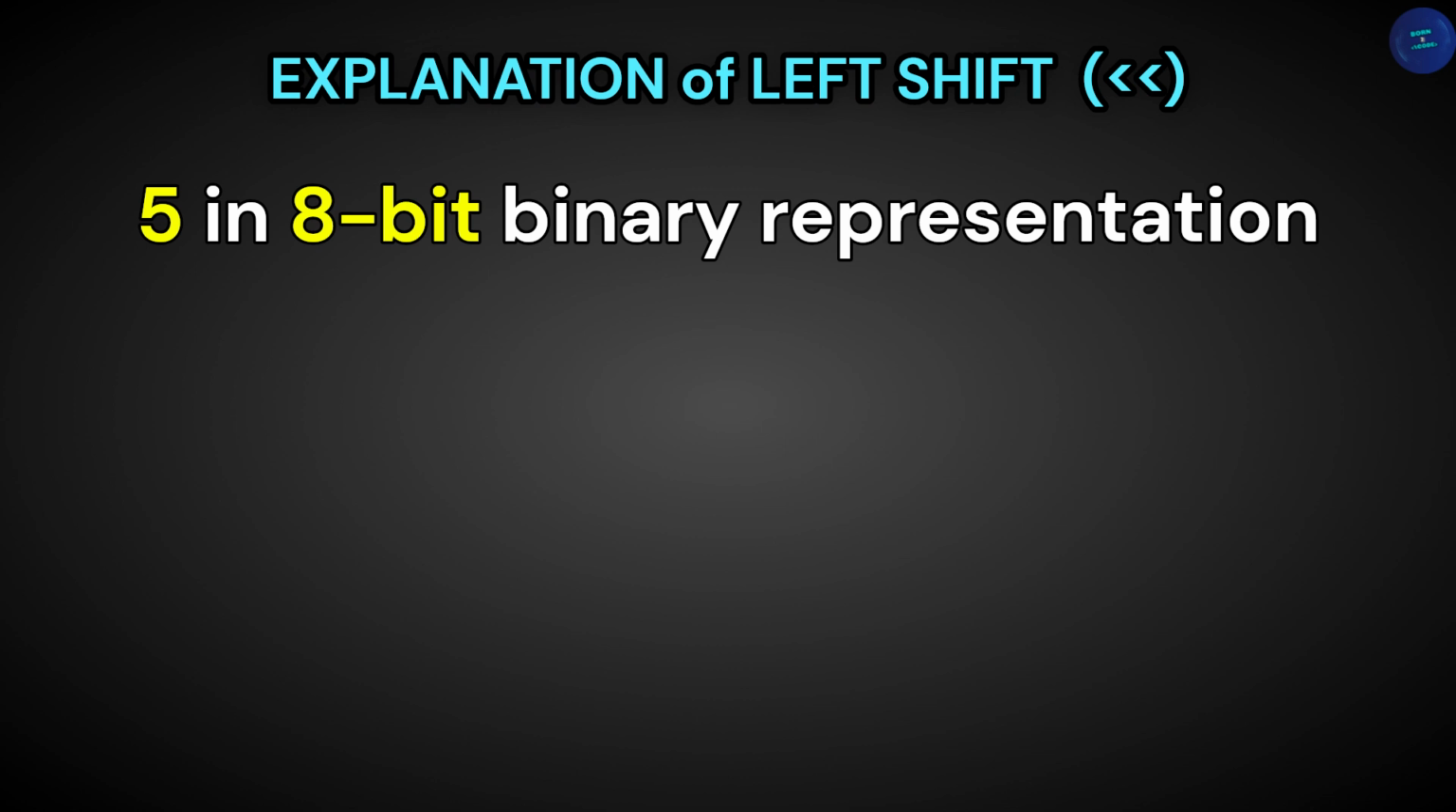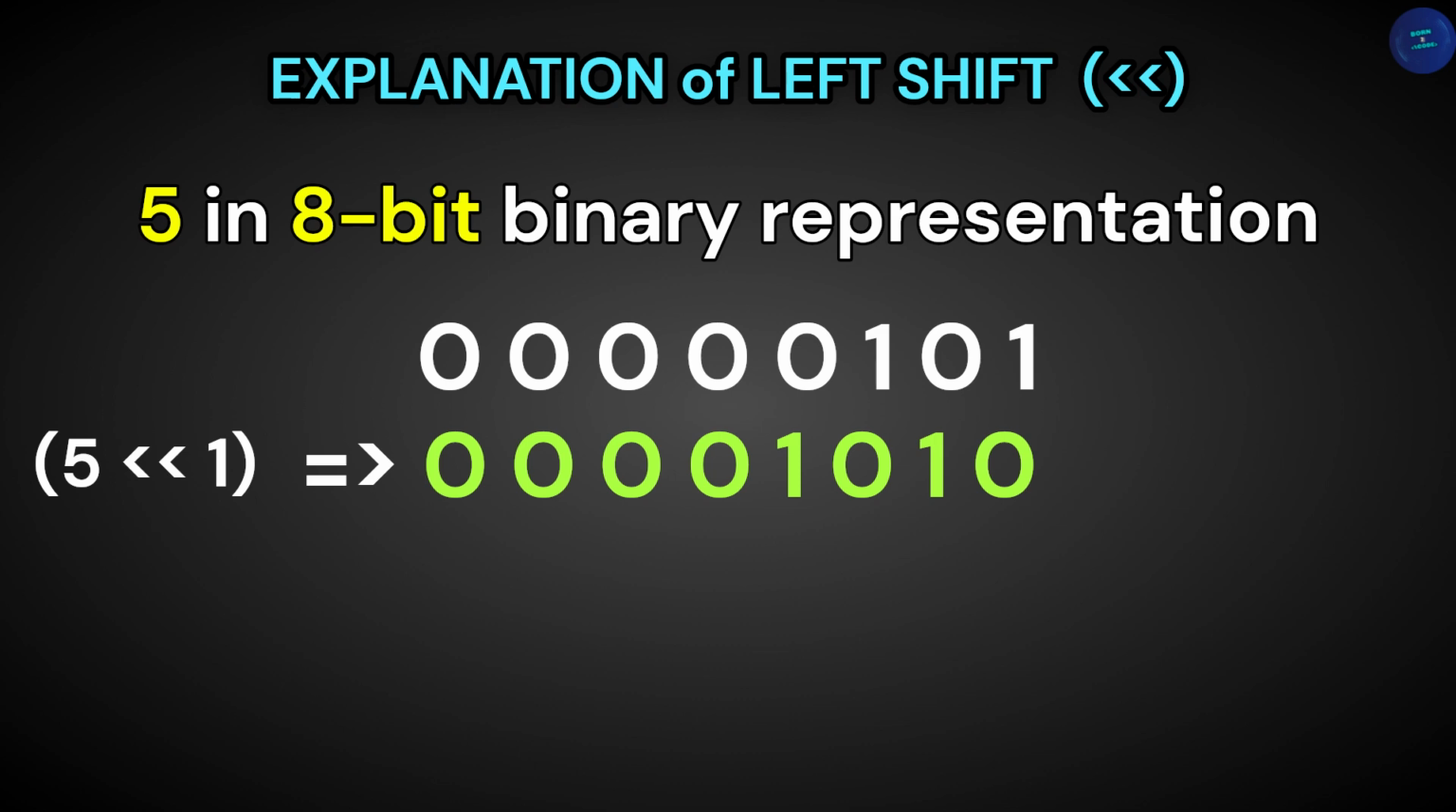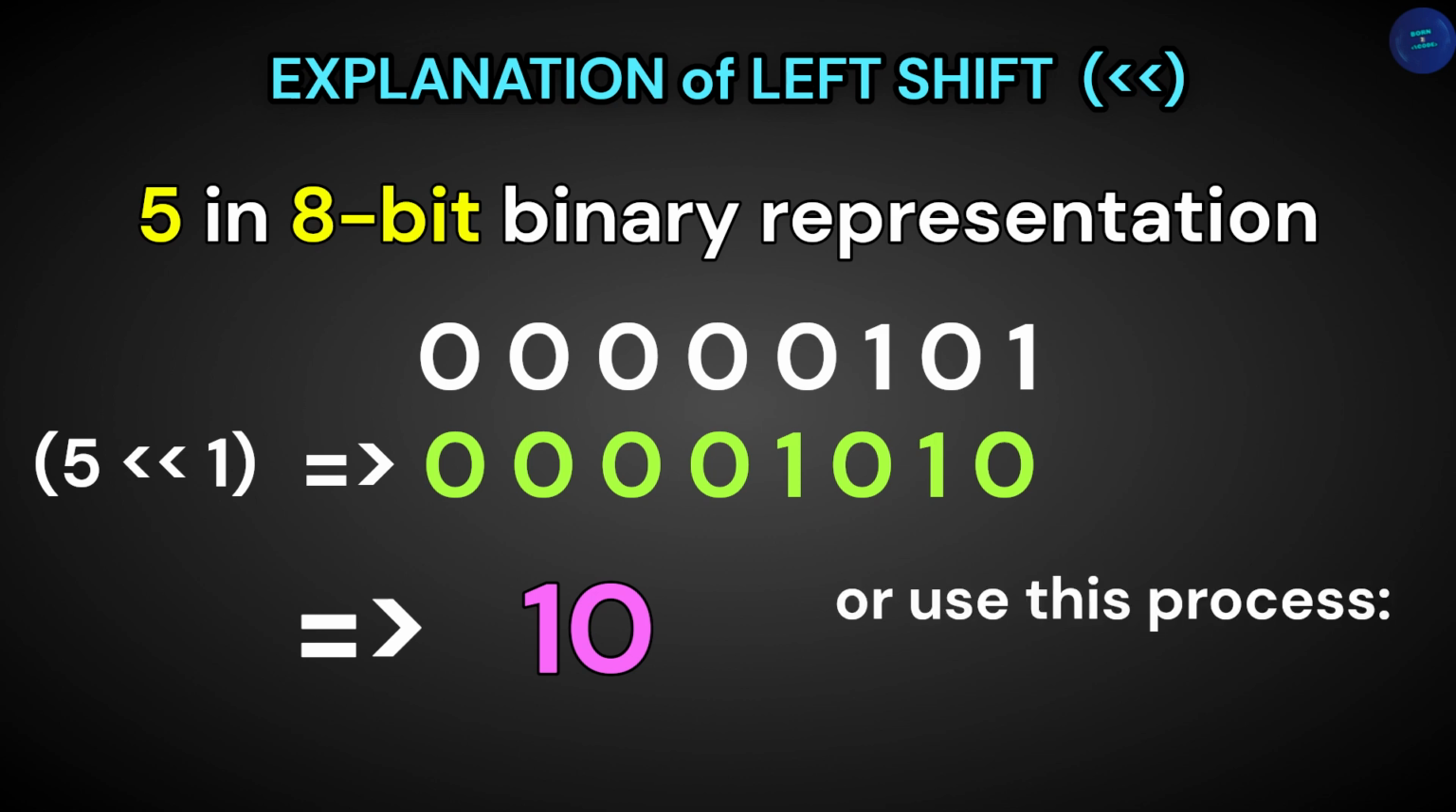5 in binary, in an 8-bit system, is this. After left shift by 1, it will look like this. The bits are shifted left, and a 0 is added on the right. So the result in decimal is 10. You can also visualize this as 5 times 2 to the power 1. It will also give the same result.